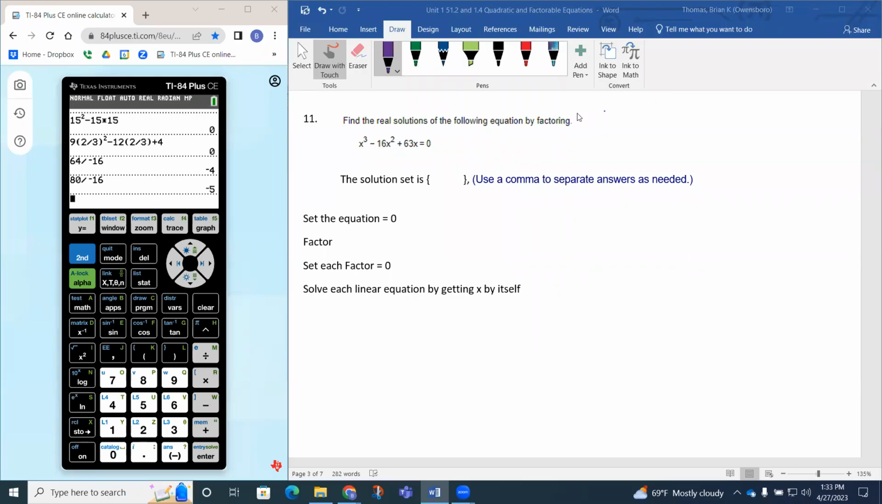So question 11 says, find the real solutions of the following equation by factoring. So again, when it says real solutions, we're looking for whole numbers, negative whole numbers, fractions, decimals, positive and negative numbers. So anything that's real out there right now is what we're looking at. So let's see what we come up with for this one.